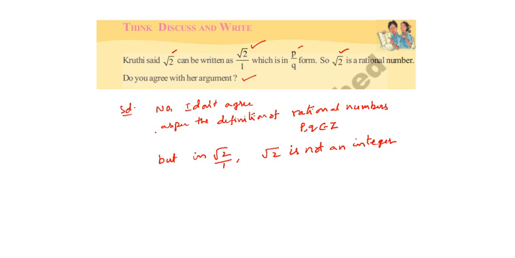No, I don't agree. As per the definition of rational numbers, p comma q belongs to Z. But in root 2 by 1, root 2 is not an integer. The denominator 1 is an integer, but root 2 is not an integer. So even though root 2 by 1 looks like p by q form, root 2 is not an integer. Hence, Kruti's statement is wrong, and I do not agree with her.